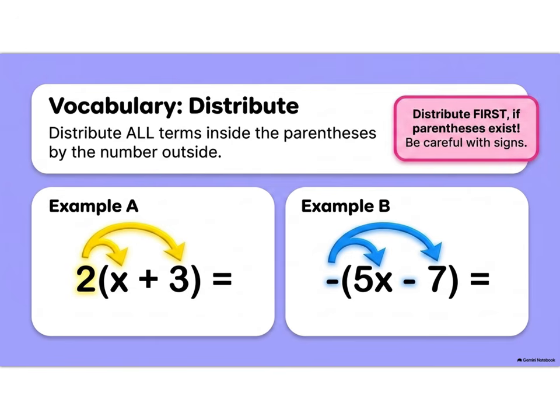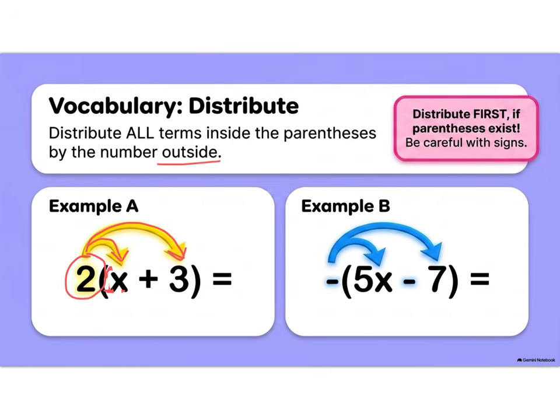And then the next term is to distribute. So when we distribute, we multiply all the terms inside the parentheses by whatever number is outside the parentheses. So first example here, this 2 is outside the parentheses. So we're going to multiply it by this x and by this 3. And just something to note, even though this x doesn't have a coefficient in front of it, it always has a coefficient of 1 that is invisible, okay?